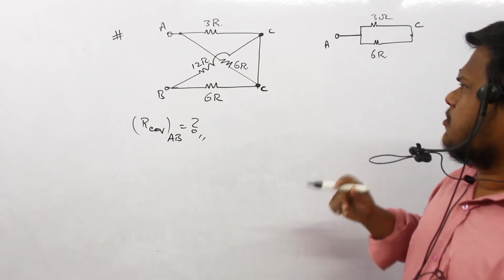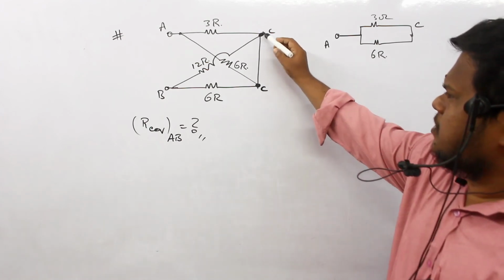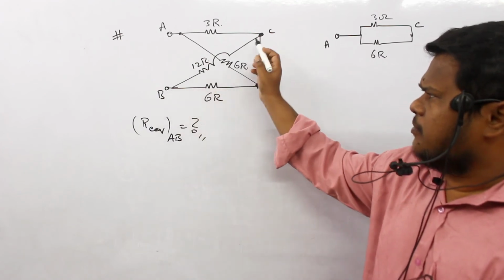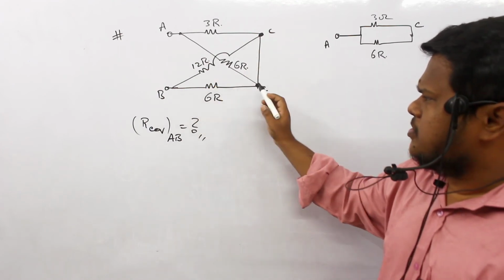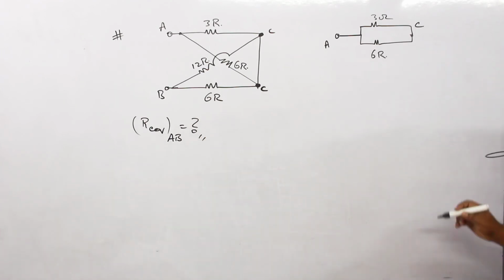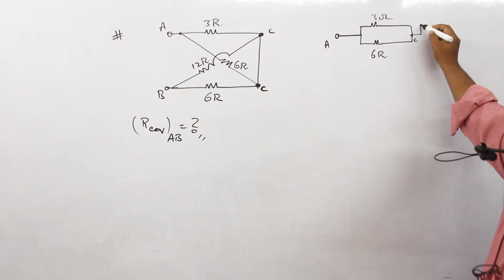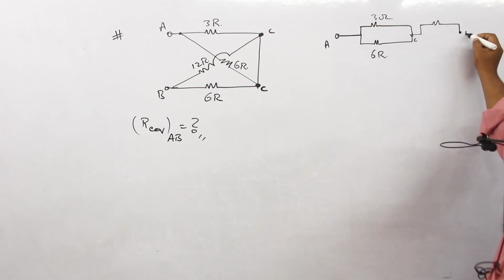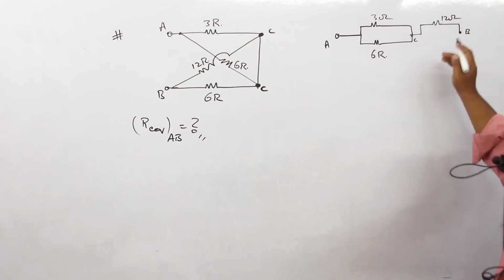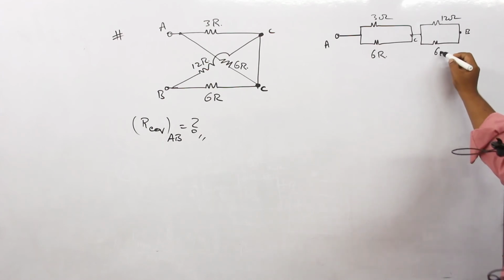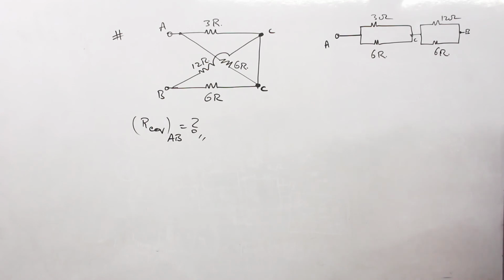Next, from the same C, I am reaching point B with the help of two resistors. One is a 12 ohms resistor, another one is a 6R resistor. So how can I draw the same circuit from the same terminal C? I am reaching up to point B with one 12 ohm resistor, and again to point B with one 6R resistor. That's all. This is my total equivalent circuit.